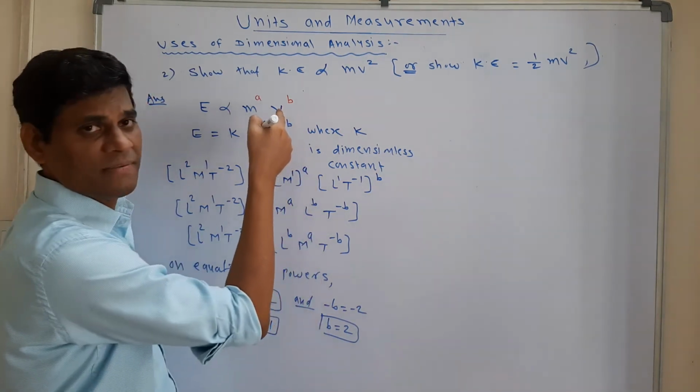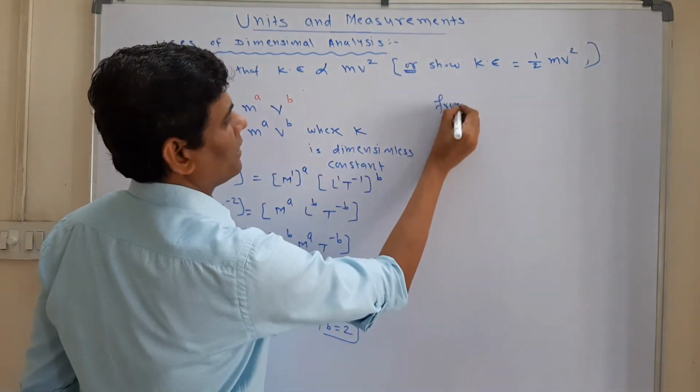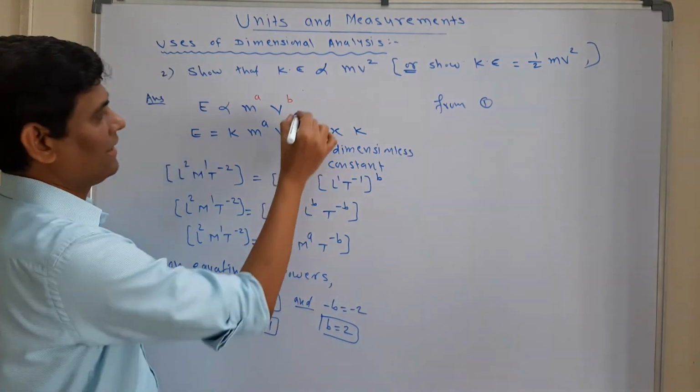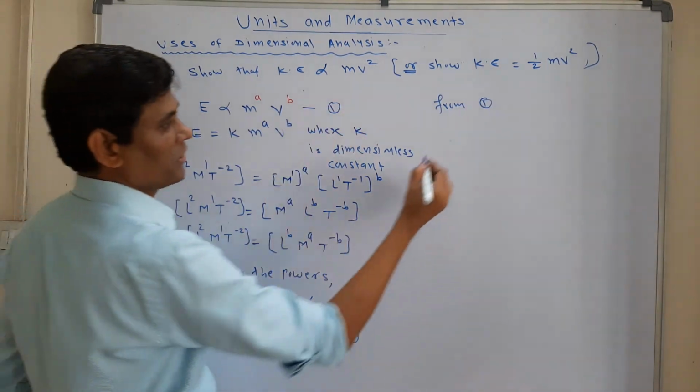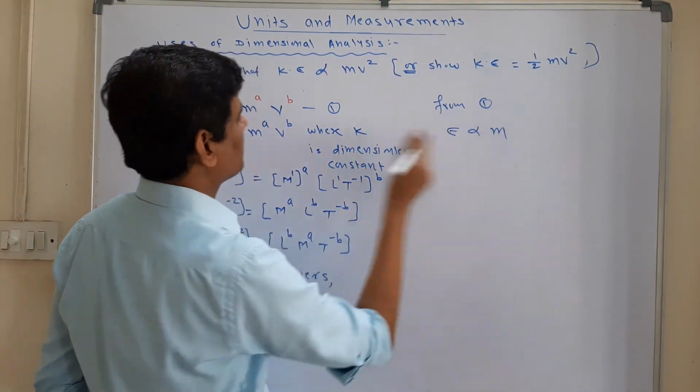We'll put these in equation 1. From equation 1, let us say this is equation 1. So E is proportional to M raised to A.